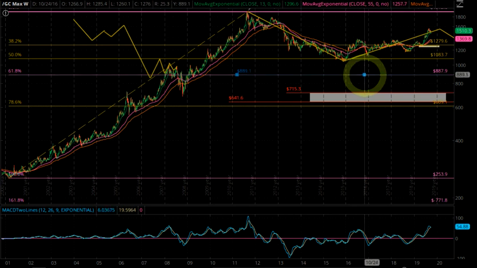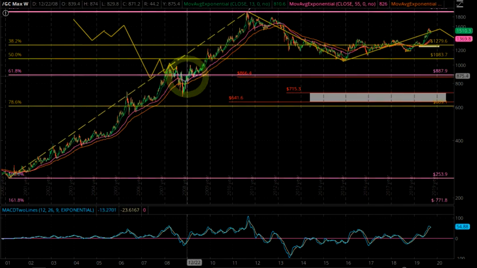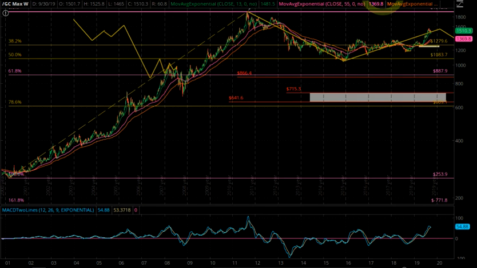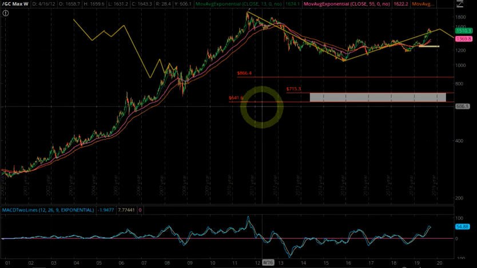887. What can I do? Can't really get on it there, but how about we just put it right there at 866, because there's a previous demand area there. So there, we got gold kind of labeled up there for us.